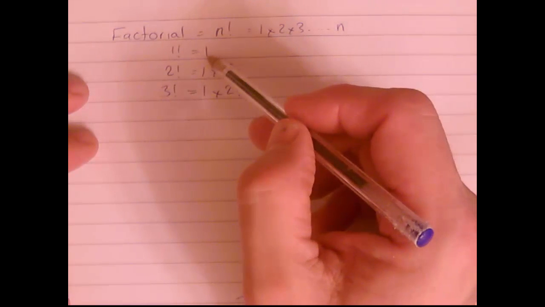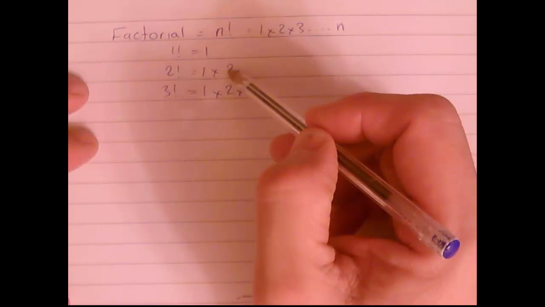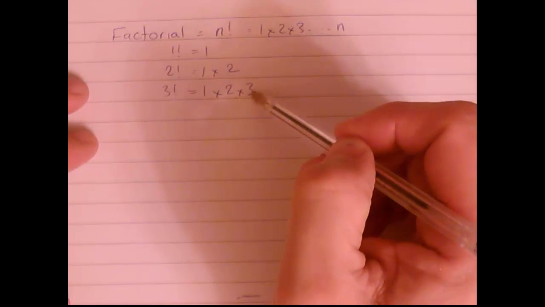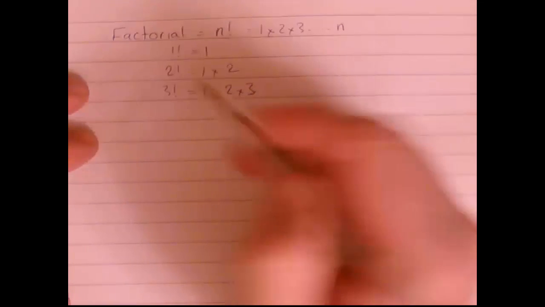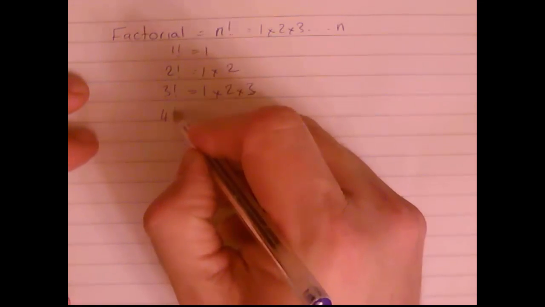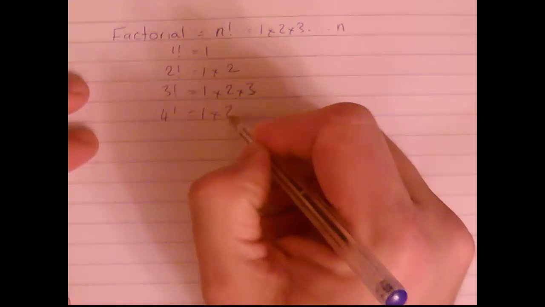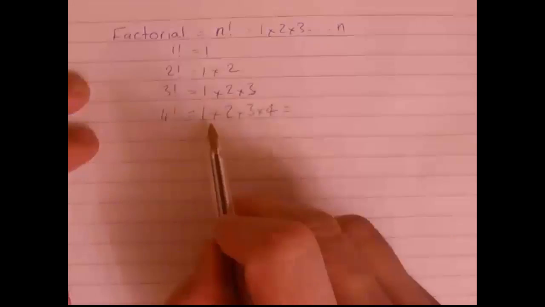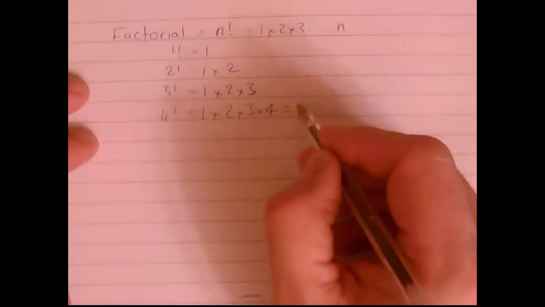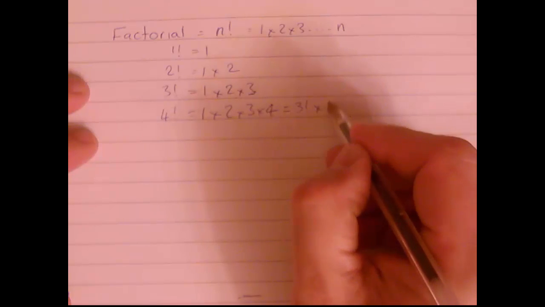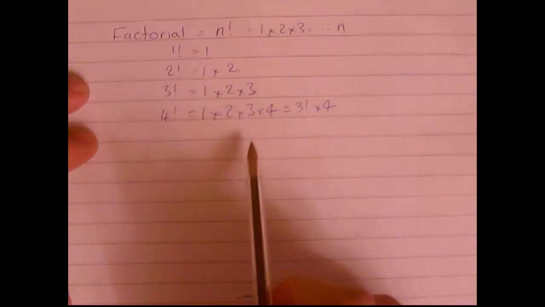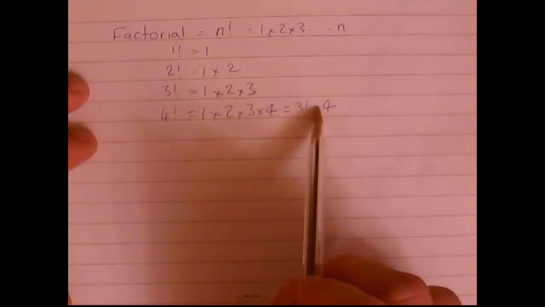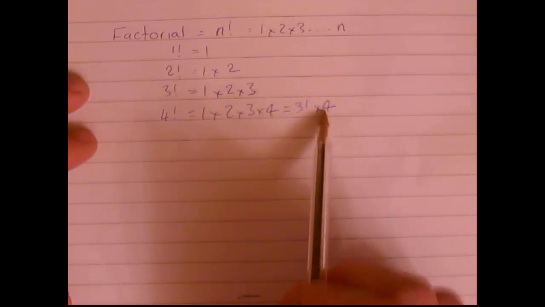So if we could calculate 1 factorial, we just need to times that by 2, and that would get me 2 factorial. If I could work out 2 factorial, I'd just multiply it by 3, and that would give me 3 factorial. So if you think about 4 factorial, it's 1 times 2 times 3 times 4, which is 1 times 2 times 3. Well, we know that's 3 factorial times 4. So straight away we've got a progression there. We can see that if we could calculate a particular factorial, we just need to multiply it by another number, the next number in the sequence, and we get the next one.